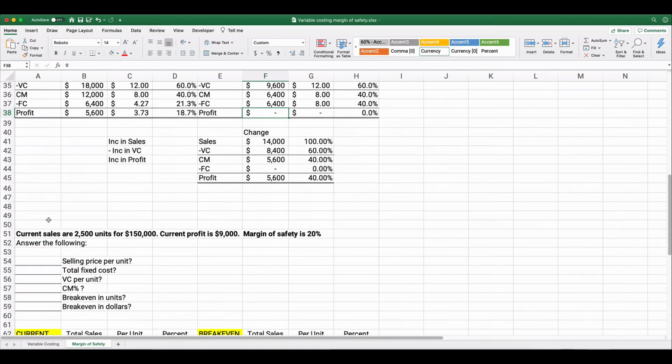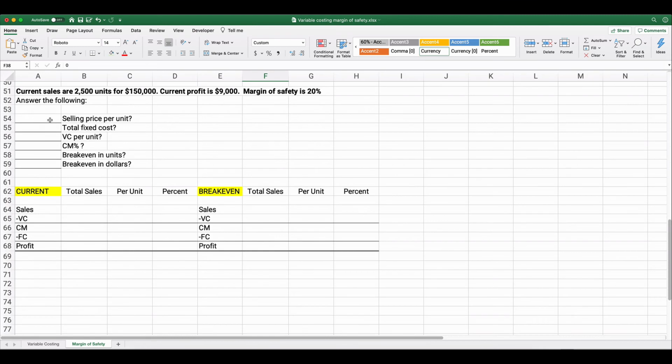All right, let's do the second one here. If the current sales are $150,000, our current sales are $150,000. The current profit is $9,000.